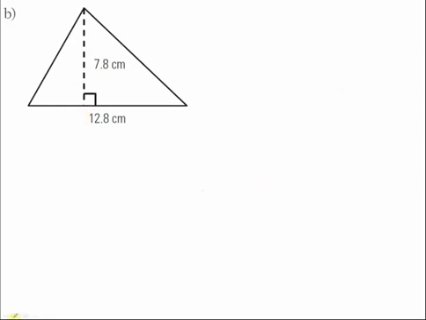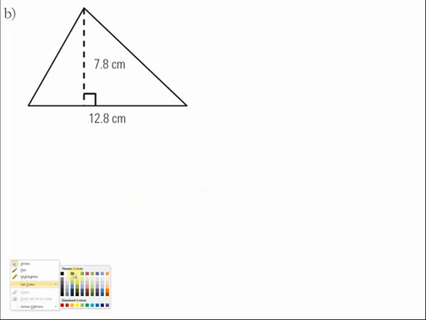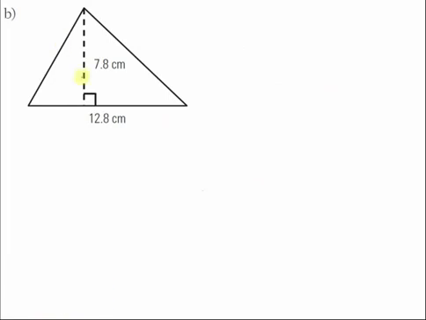Alright, so now we have a triangle. Making sure it's on the pen. Blue, okay. Alright, we have ourselves a triangle. Again, the formula is on your handout and workbook. Area is equal to, this time, base times height, and then divide by 2. The base, in this case, is 12.8.